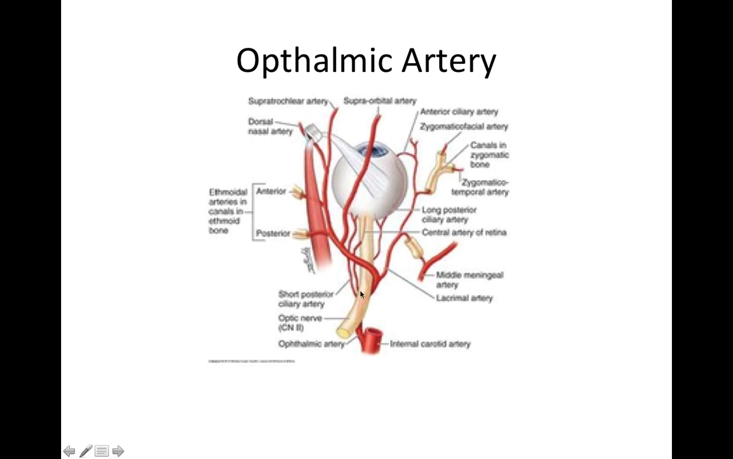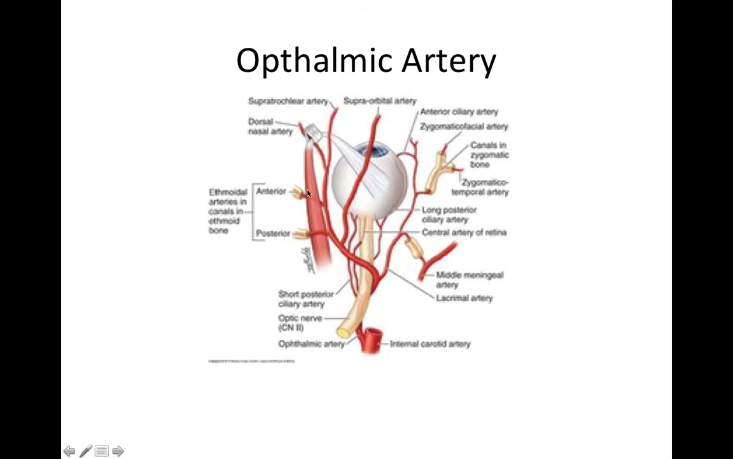Now this is going to be our optic nerve. So the ophthalmic artery kind of goes around the optic nerve, and then one of the first branches that we see is the lacrimal artery here, and the lacrimal artery supplies the lacrimal gland. Next, we actually can see the long and short ciliary arteries. So here's the short, and the long is actually over here. It's not labeled. These are going to supply the ciliary body and the iris, as well as the retina.